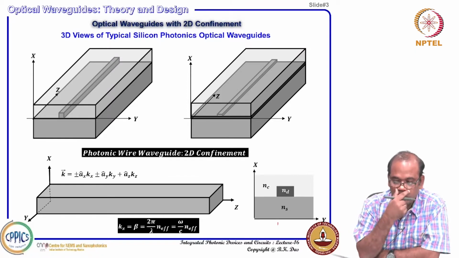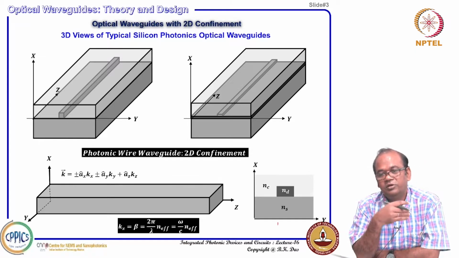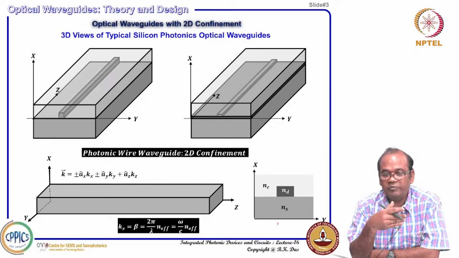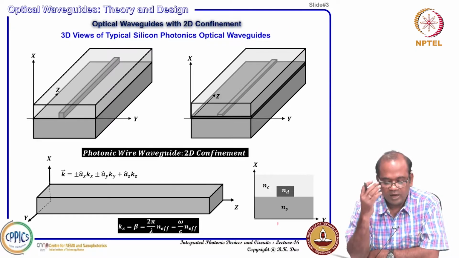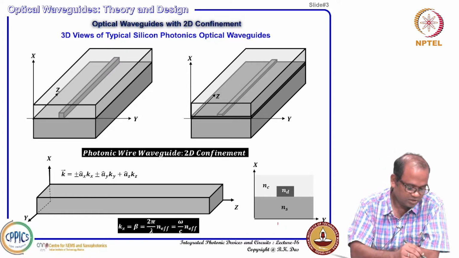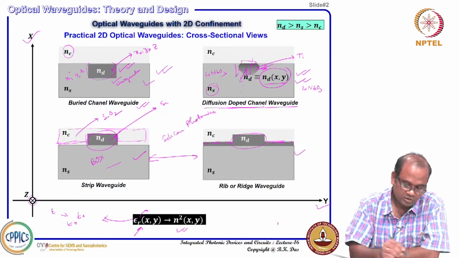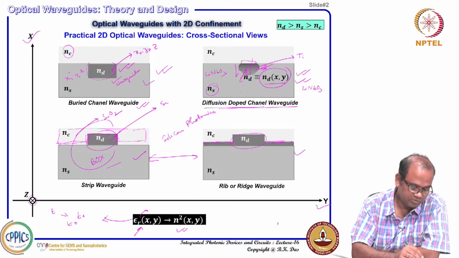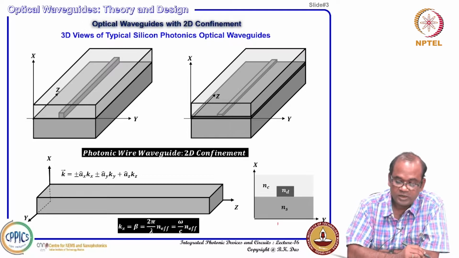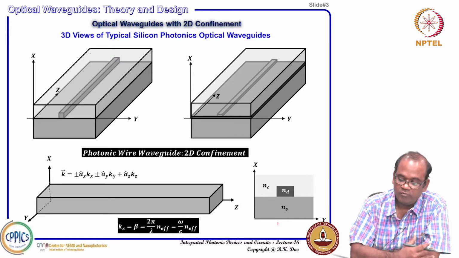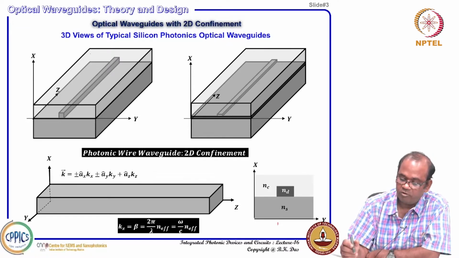All right. Now we say that different types of cross section are used for different technology platforms, and as I mentioned, the rectangular type, this strip waveguide, and the ridge waveguide or rib waveguide structure are very popular for silicon photonics. So, here I try to give you a view graph, a 3D view of typical silicon photonics optical waveguides.